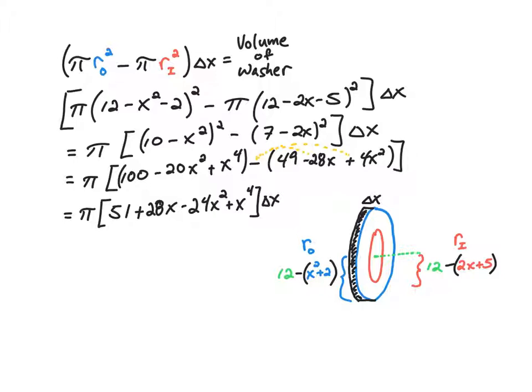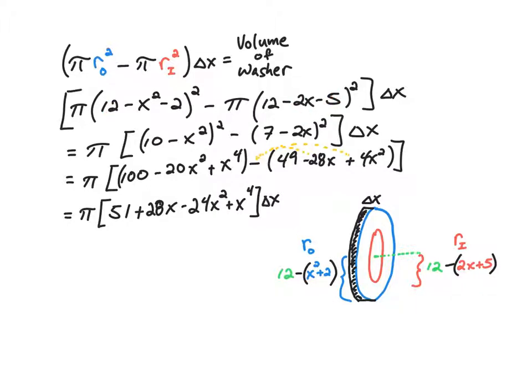So the outer radius was 12 minus the quantity x squared minus 2. What I'm going to do is distribute the minus 1, and I'll get a 12 minus x squared and a 12 minus 2. So 12 minus x squared and a 12 minus 2. Then we have to square that radius. Similarly, it's going to be 12 minus 2x, 12 minus 5. And that radius, the inner radius, has to be squared. So it's pi r squared.